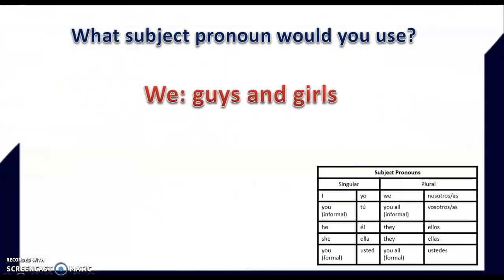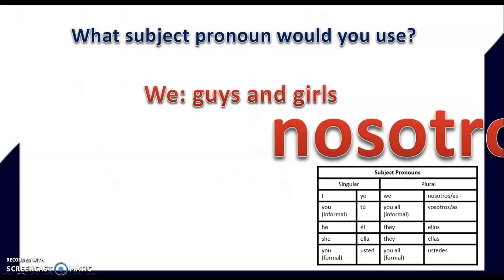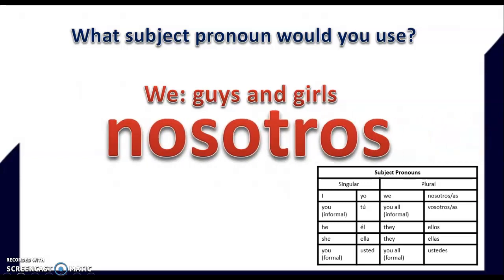How about if the subject is we, and it's guys and girls, so both male and female members? You would use nosotros, the masculine form.